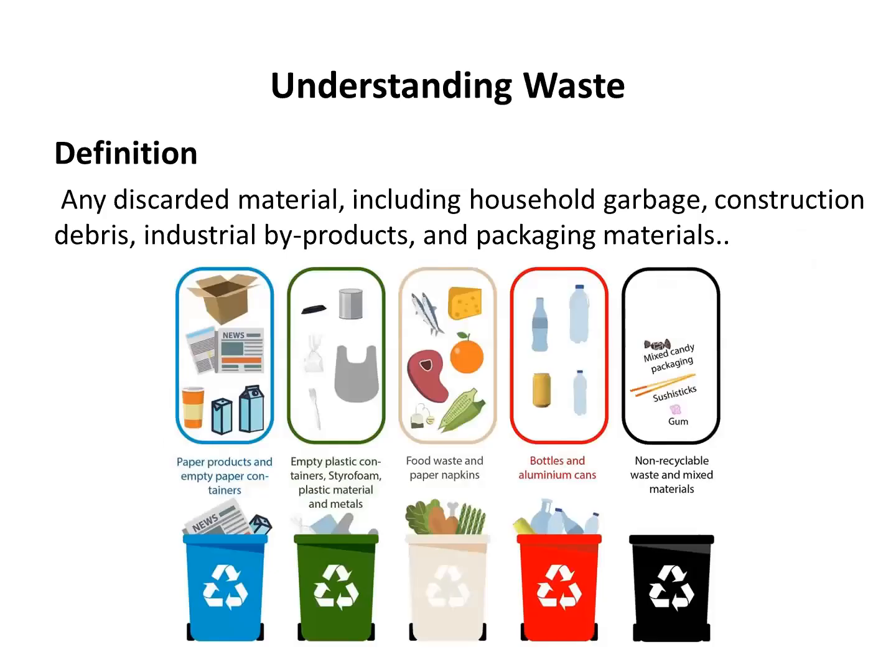Now we'll start by understanding the waste. As we all know, it is any discarded material, including household garbage, construction debris, industrial byproducts, or packaging materials. You can all appreciate that these different bins that have been coded with different colors are actually meant for different types of disposals. The white color is for the garbage, that is the kitchen waste, and other colors are described according to the disposal choices.